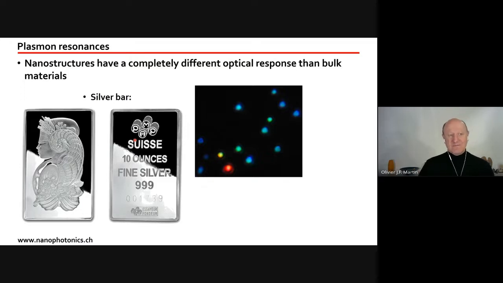And also, another consequence is that if we look at plasmonic metals, we rarely see such a huge bar of silver, but if you would look at a large bar of silver, it would appear just gray, reflecting most of the light. But if you look at nanostructures made out of silver, you have a lot of very different vivid colors.